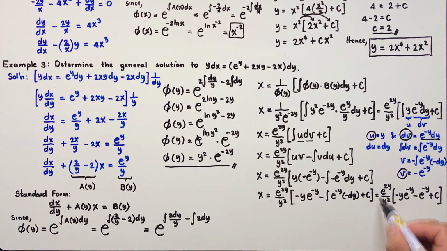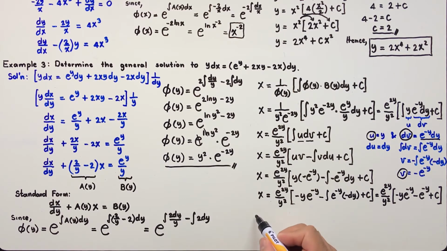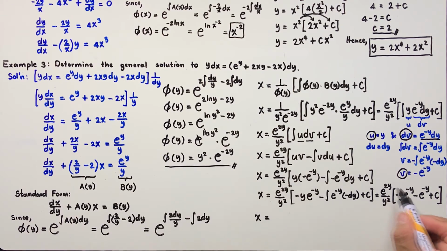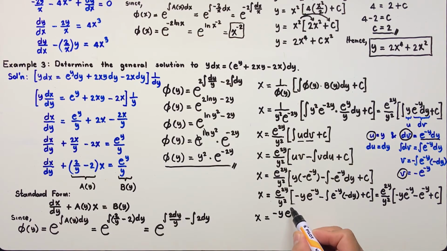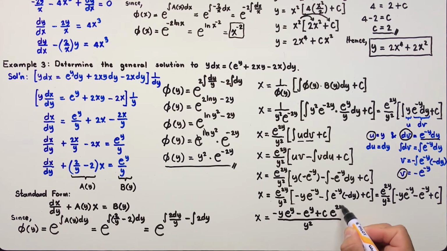And multiplying this fraction to each term of this trinomial, we have x, which is equal to e to the power 2y times e to the power negative y. We have negative y e to the power y over y squared, and this will be subtracted by e to the power y, and also plus c times e to the power 2y.